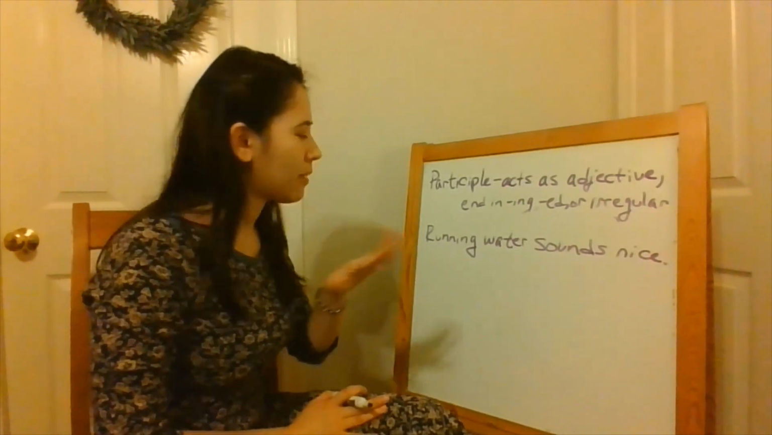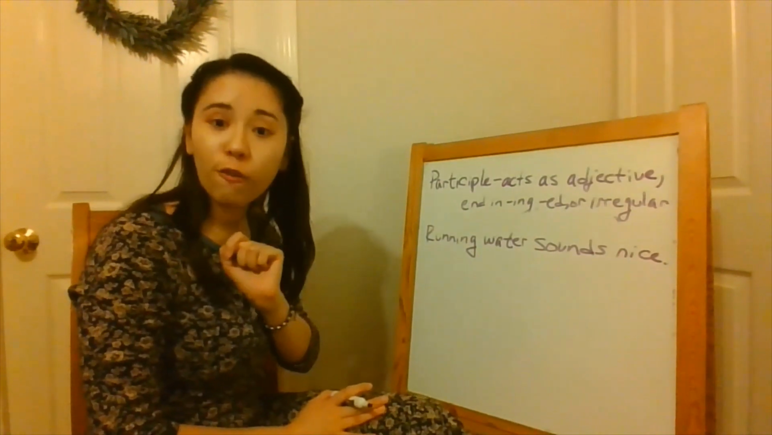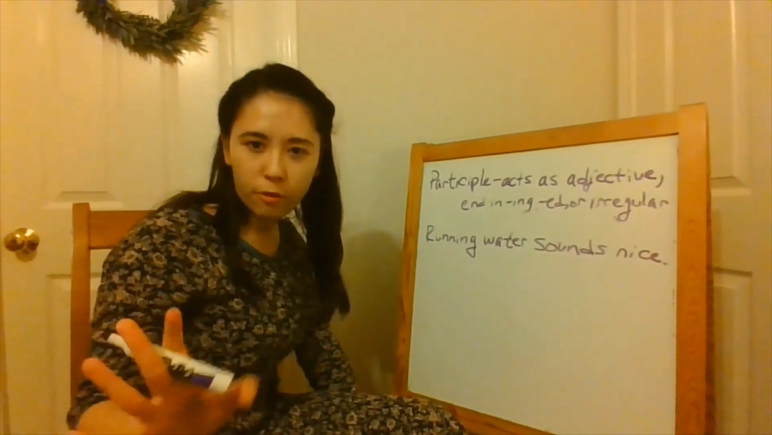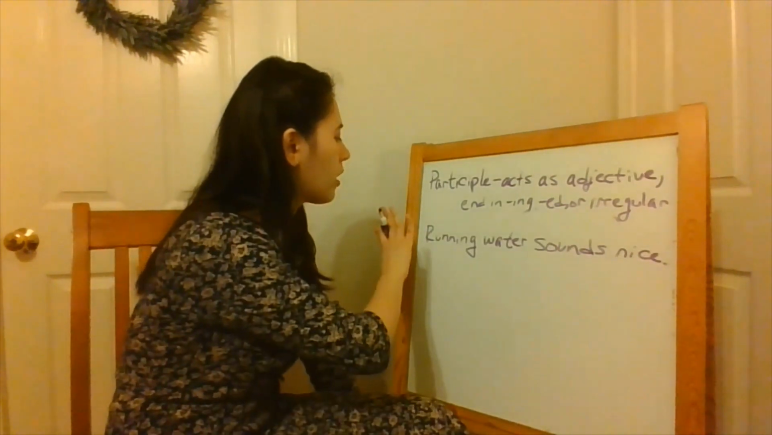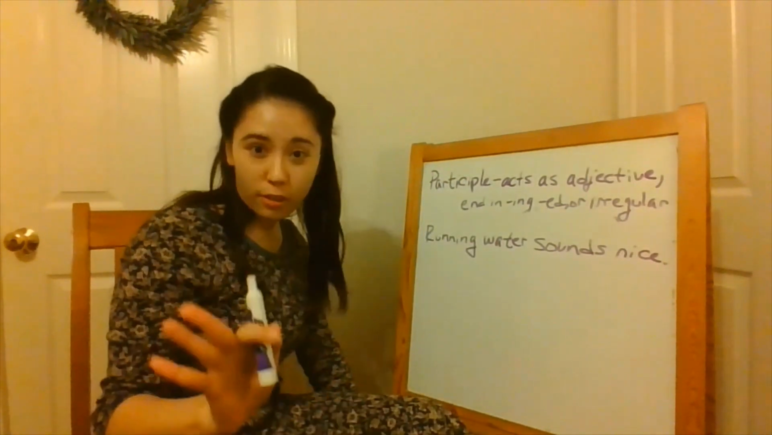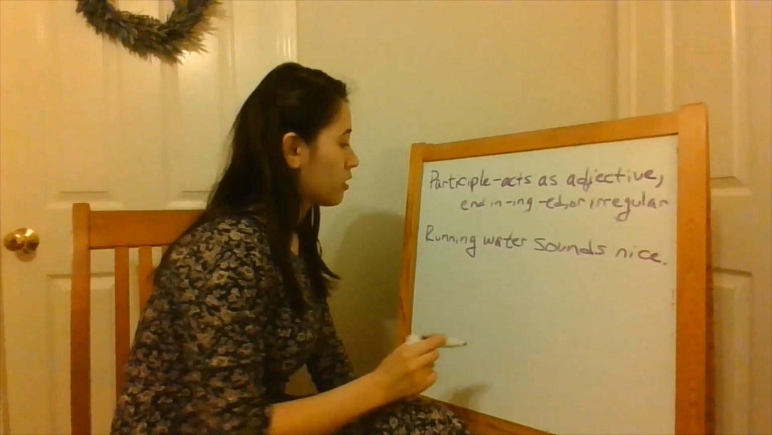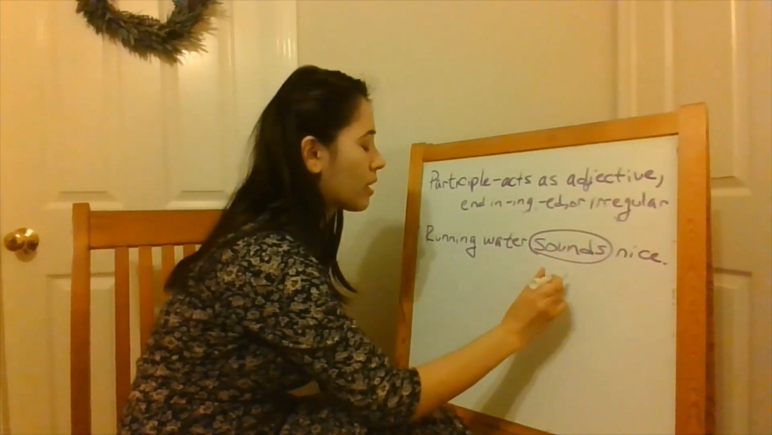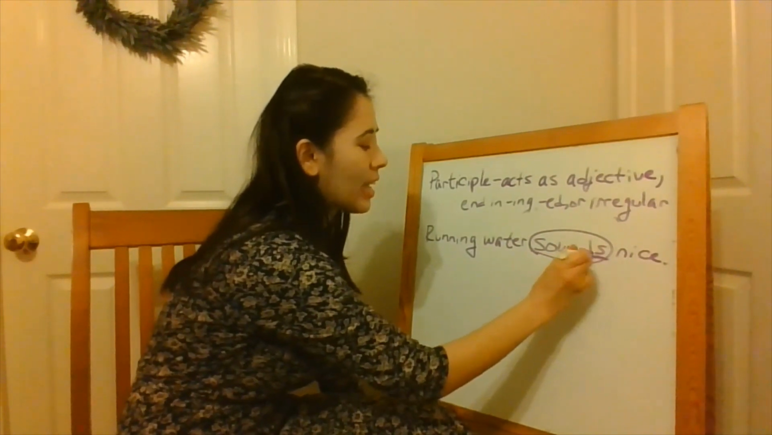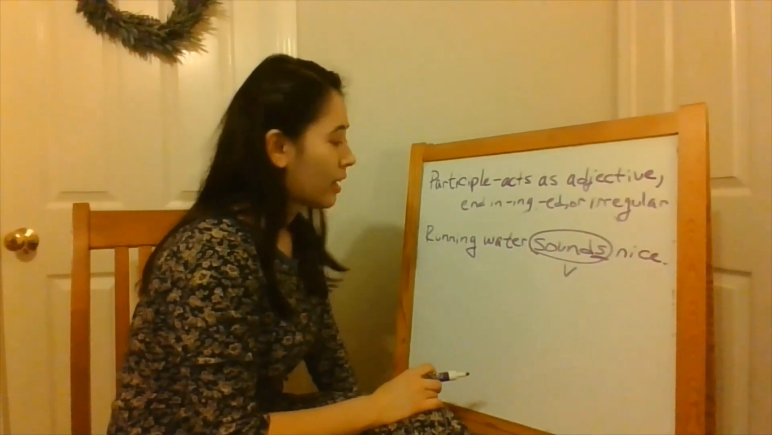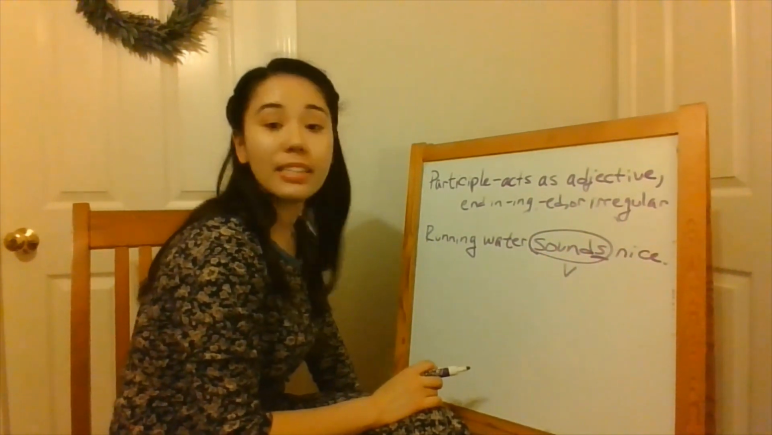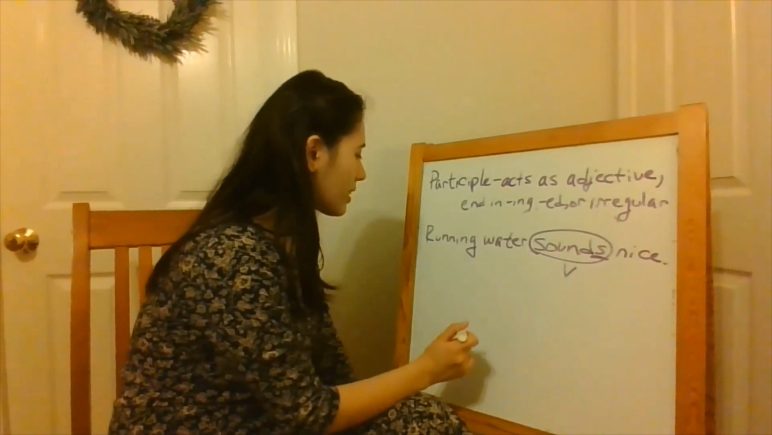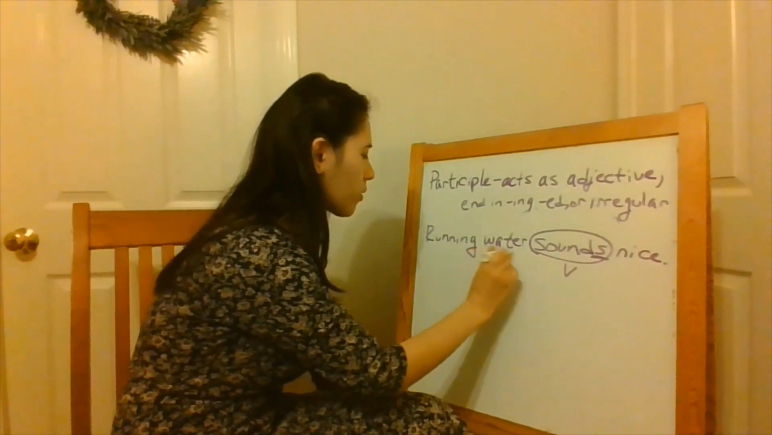So let's look first for the verb. And this is a key if you're having trouble finding out what's happening in the sentence. Maybe look for something different. So sounds, we know that's a verb and an action verb. It's ending in S, which lets us know that we have a singular subject. So what sounds nice? Oh, it's the water that sounds nice.